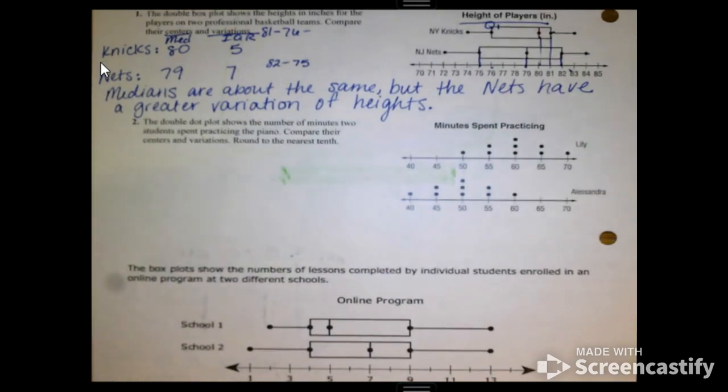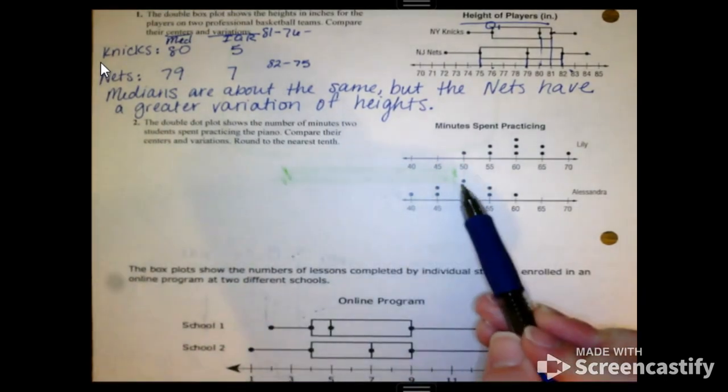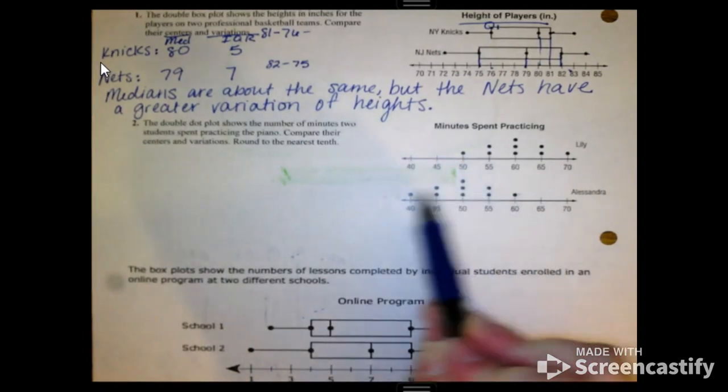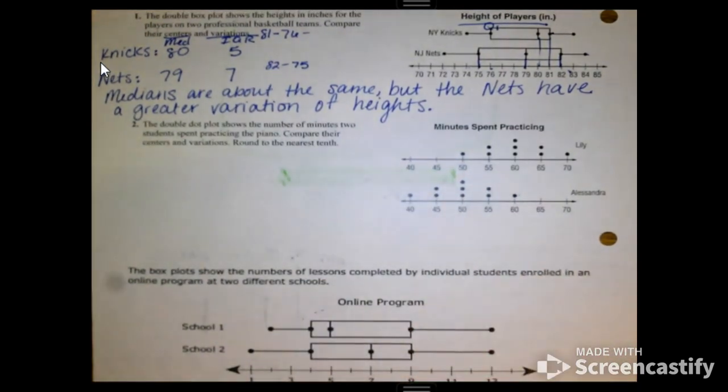Yes. Okay. All right, so the double dot plot shows the number of minutes 2 students spent practicing the piano. Compare their centers and variations. What do you notice about these 2 dot plots? It's the same thing forward and backwards. Okay, so it's symmetric. Good observation, Gabby. It's the same thing forward as backwards. I went from 1 to 2 to 3 to 2 to 1. All right, I could go the same either way.